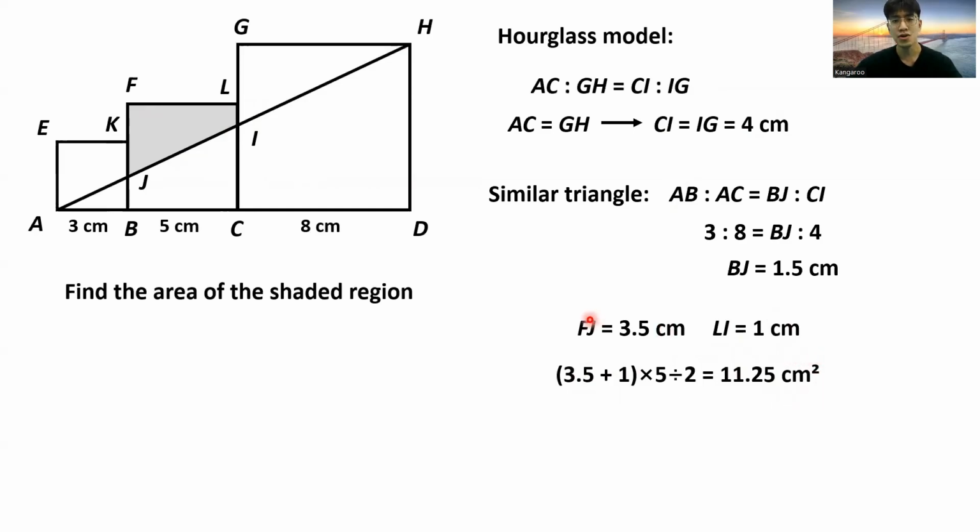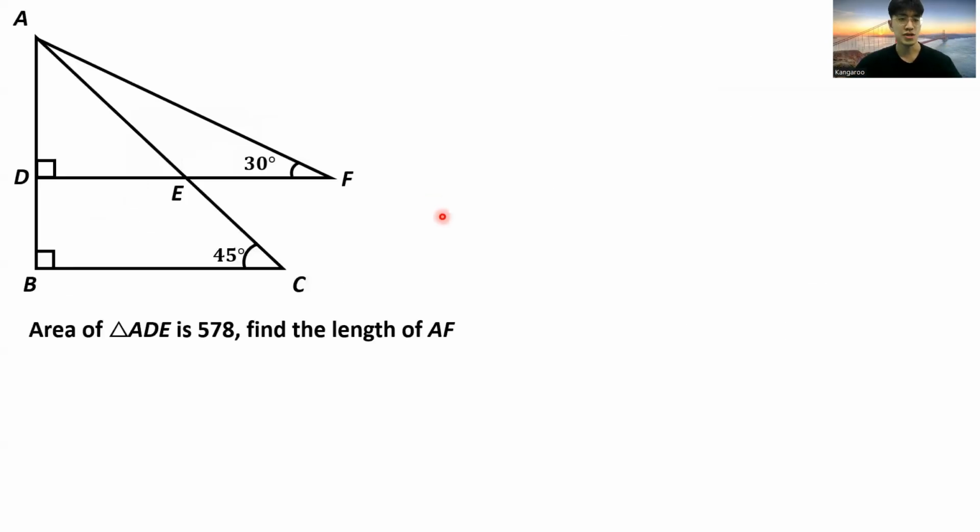Now, the main takeaway of this problem is that whenever you see a lot of parallel lines, for example, the line EA, FB, LC, HD, because they're all squares, it should remind you that I could use hourglass model or similar triangle. Let us move on to the next question.